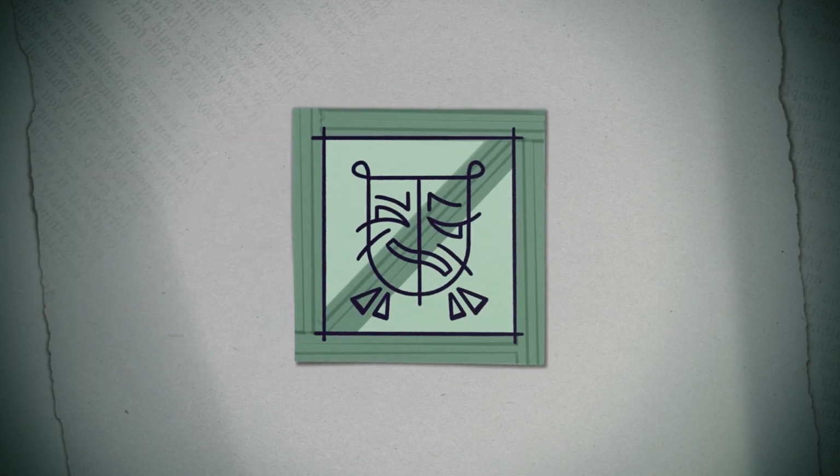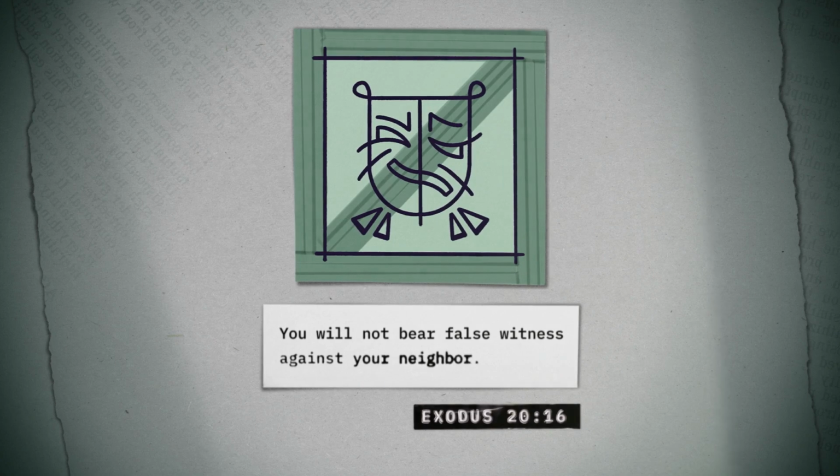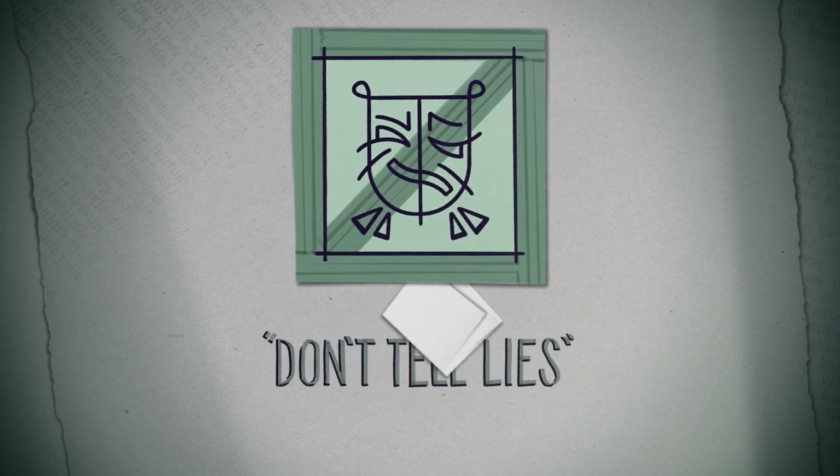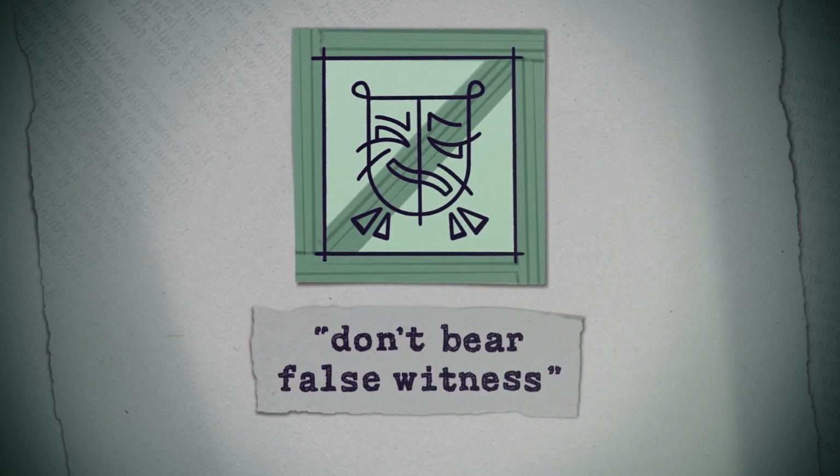Command number 9 of the 10. You will not bear false witness against your neighbor. The way we normally summarize the meaning of the 9th commandment is we flatten it out. Don't tell lies. Yeah, don't lie. But instead, it's bearing false witness.